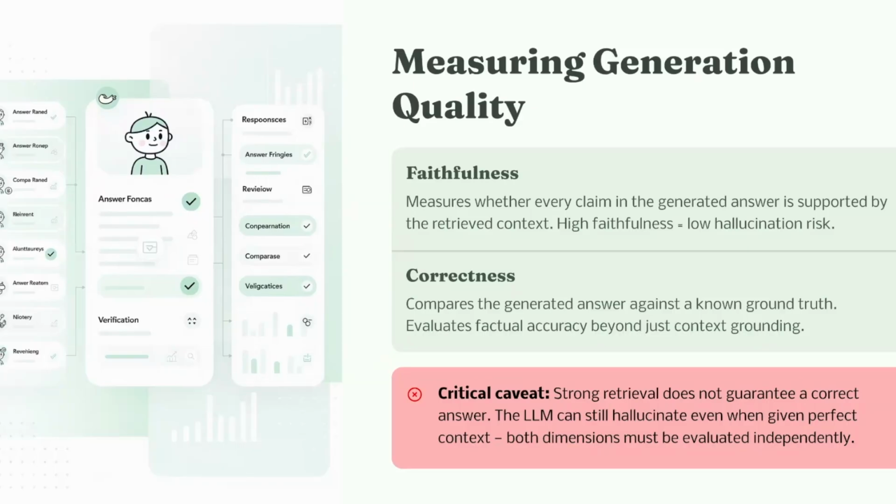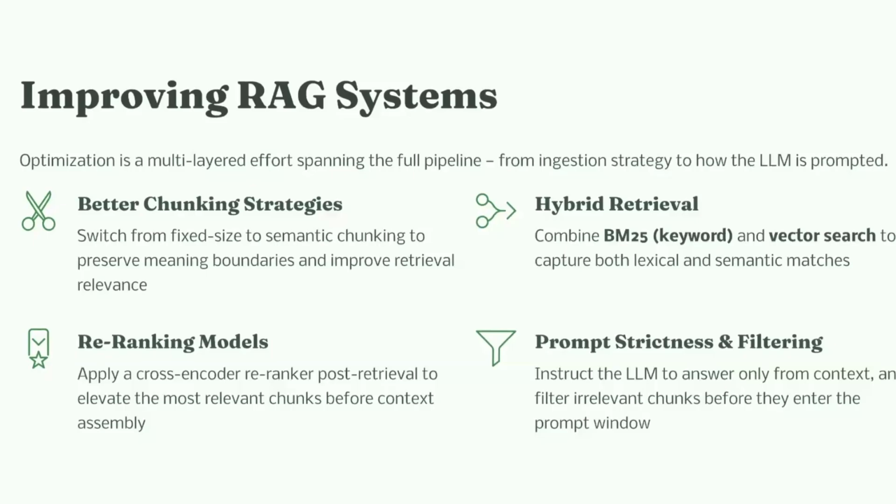So strong retrieval does not guarantee the right answer. It always depends on how well the context is understood by the model. That's what we're aiming for. To improve our RAG system, we will have certain strategies that can make it better, depending on the level of your evaluation scores.